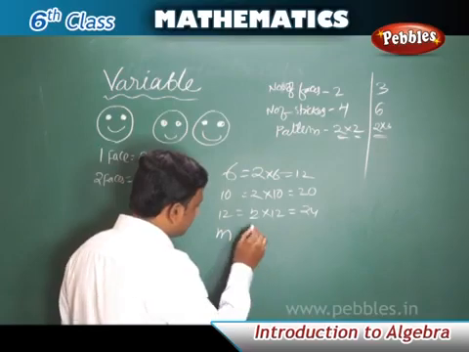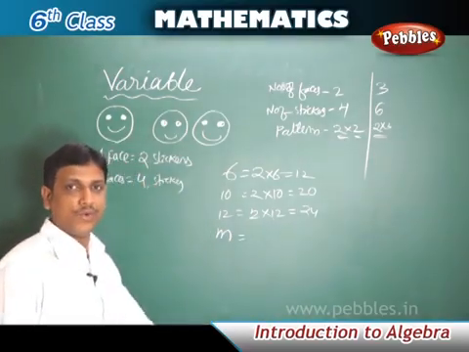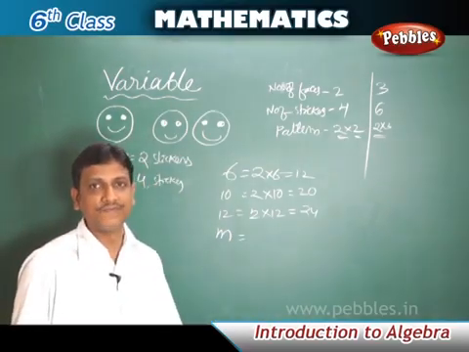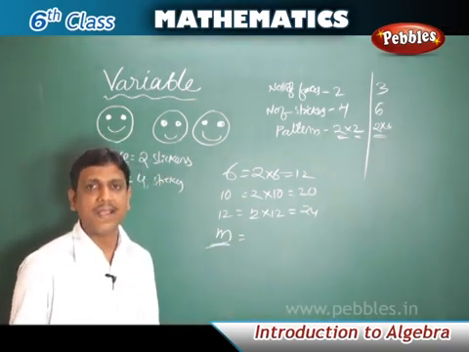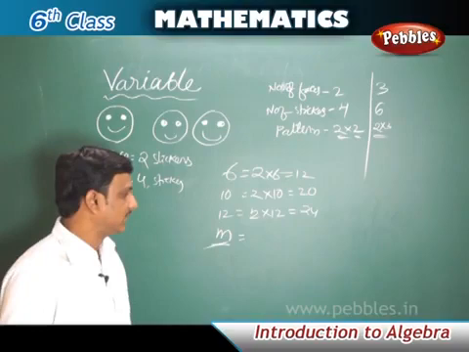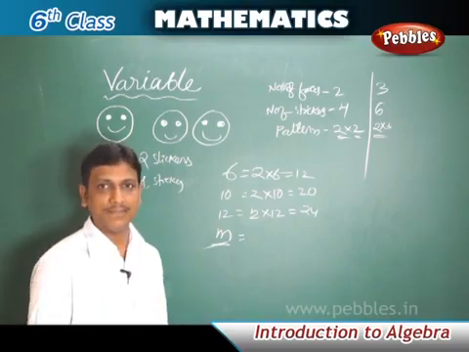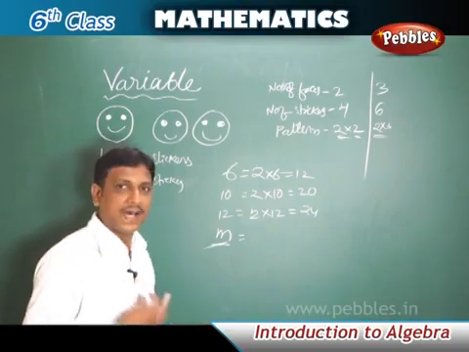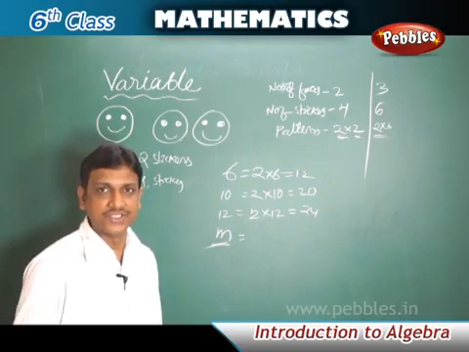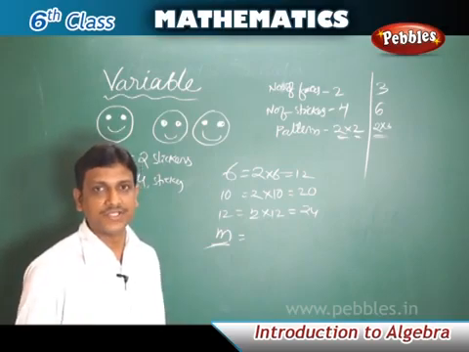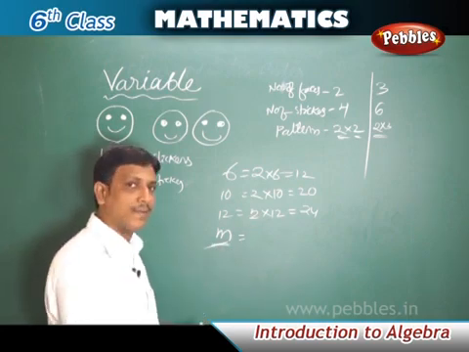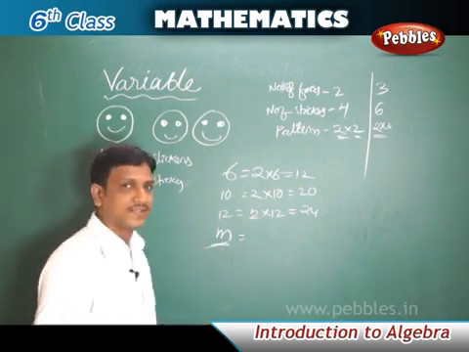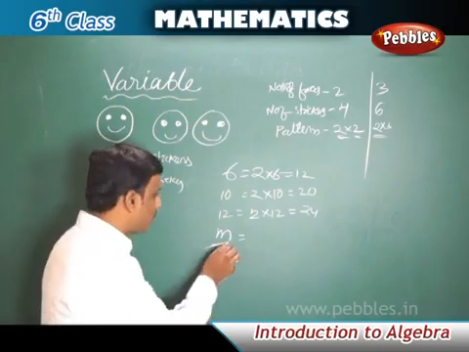For m faces, so we don't know that exact number of the faces. So we use the letter m. M is a variable. It also acts like a number. That means all the arithmetic operations like addition, subtraction, multiplication, division, everything applies to this letter as like other numbers. But this is not a constant number. Okay, so m.